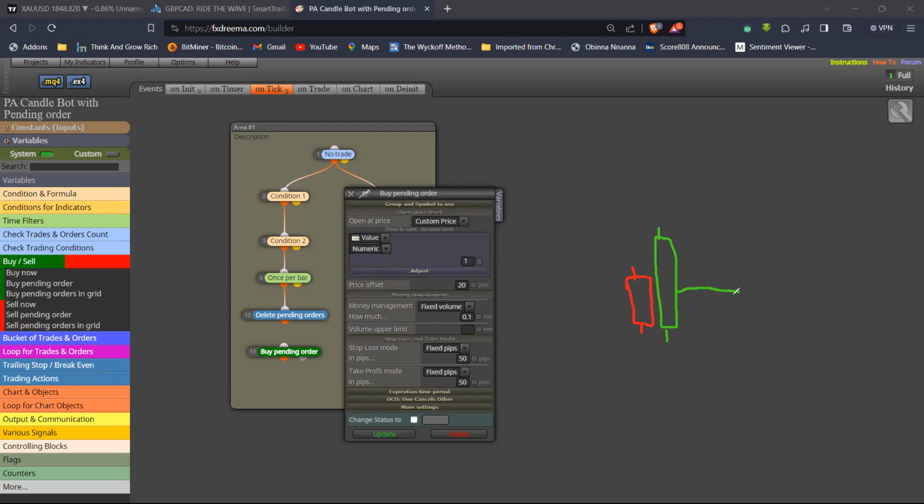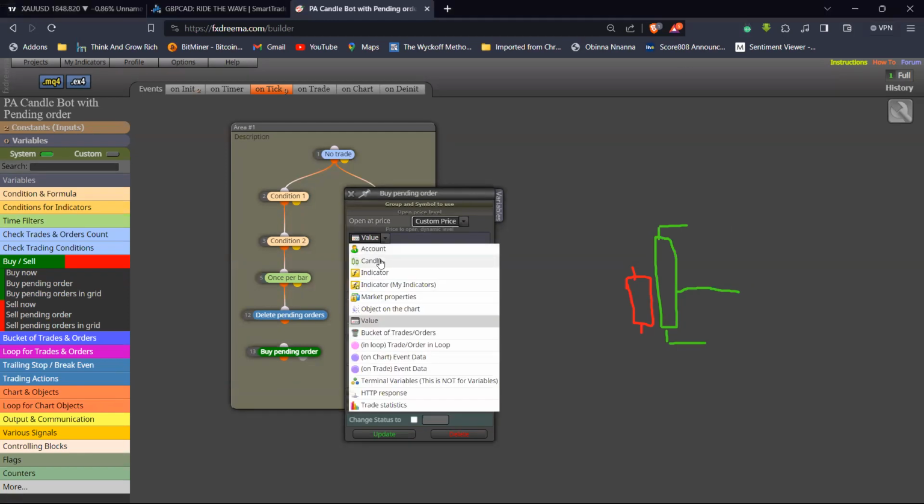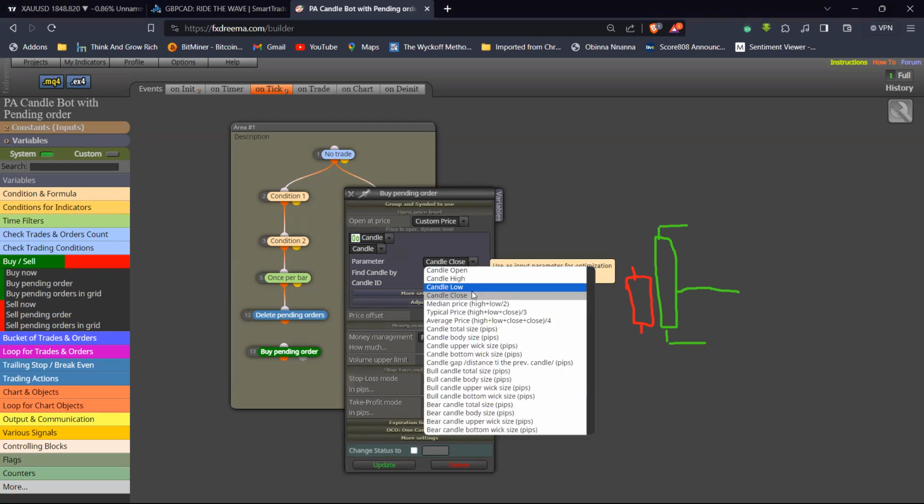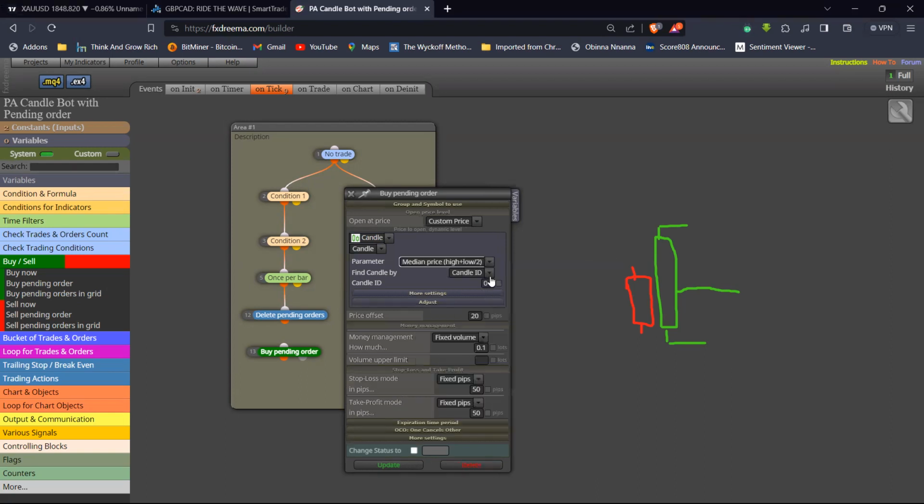Okay, now how do we find this middle price? Well, the middle price is the highest point in this candle plus the lowest point in this candle, divided by 2. Okay, so basically that means the price we're looking at is going to be under candle. So here under candle, what we want to select is, instead of candle close, we drop this down and select, you can see here, median price. That's the high plus the low divided by 2. Okay, and ensure that we're looking at candle ID 1.